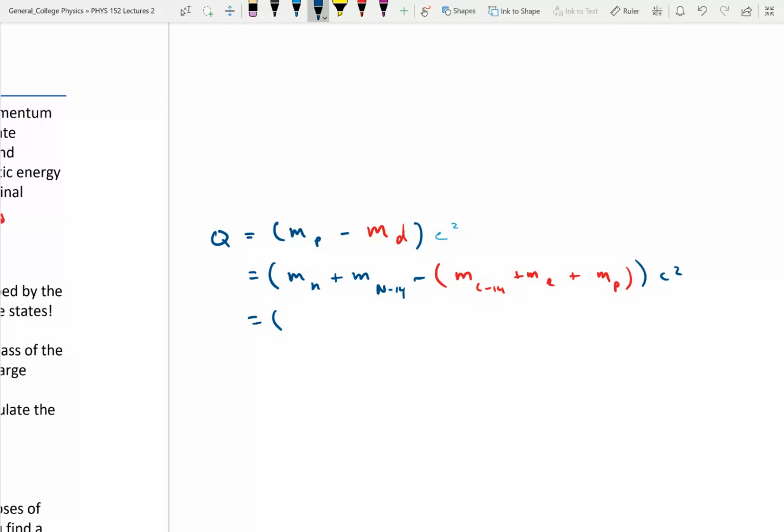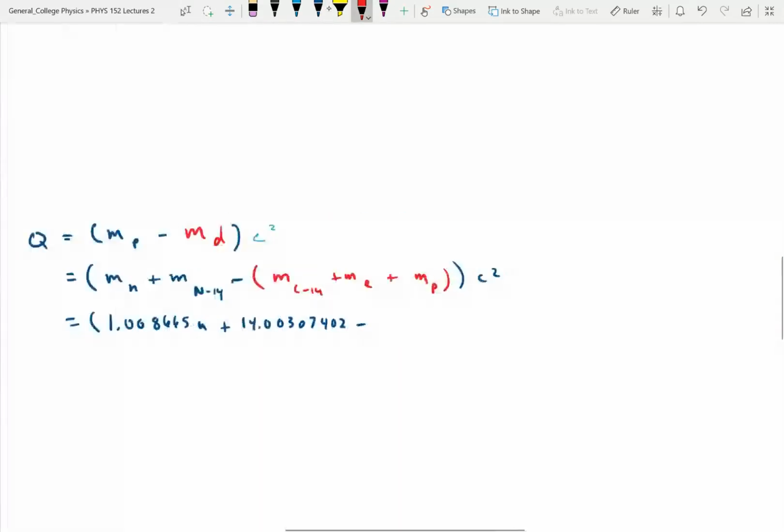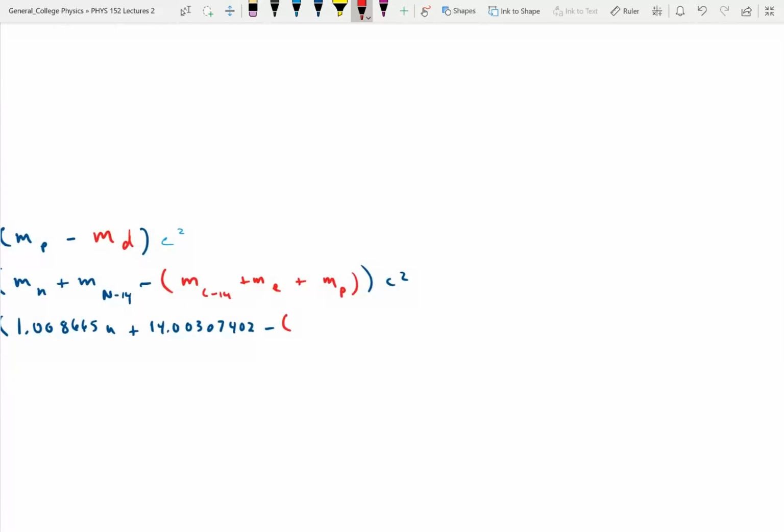So we have to look up the mass of a neutron. The mass of a neutron is 1.008665 atomic mass units, plus the mass of a nitrogen-14, which is 14.00307402, minus the mass of carbon-14, and this is neutral carbon-14, is 14.00324199 atomic mass units.